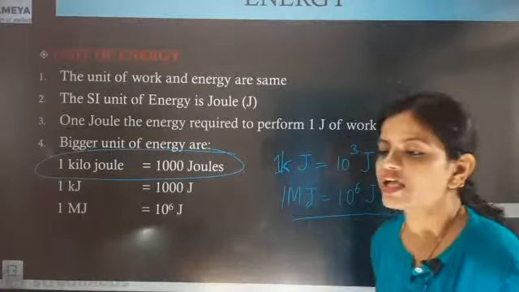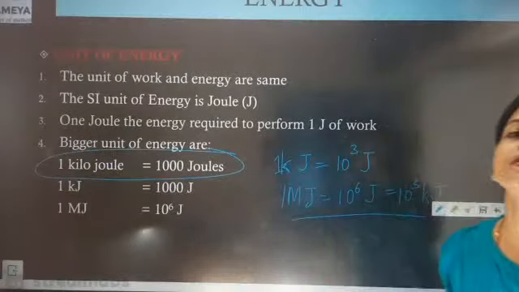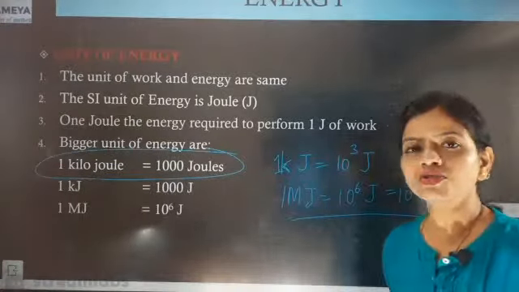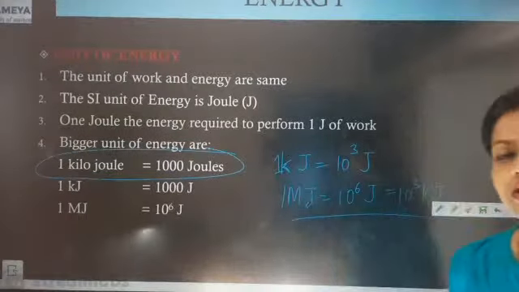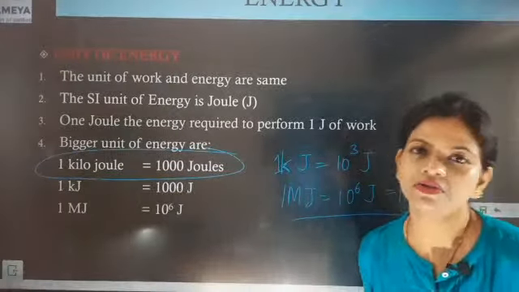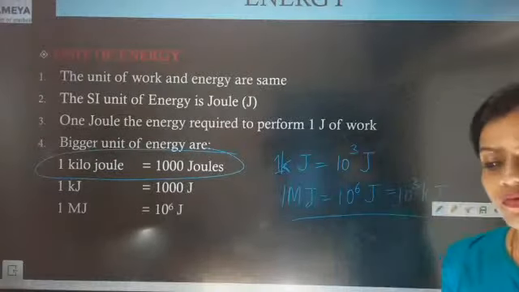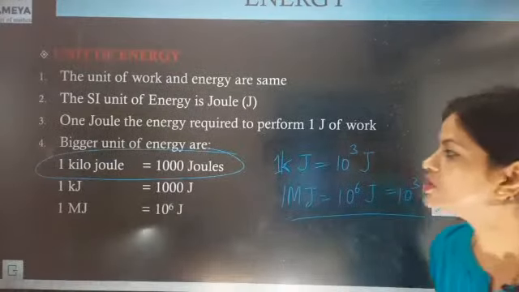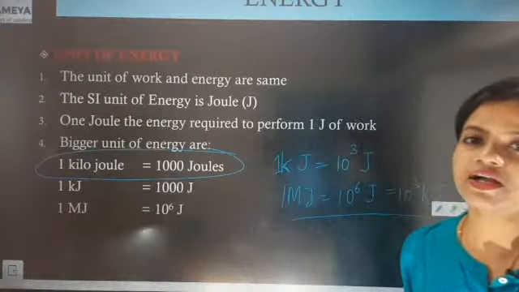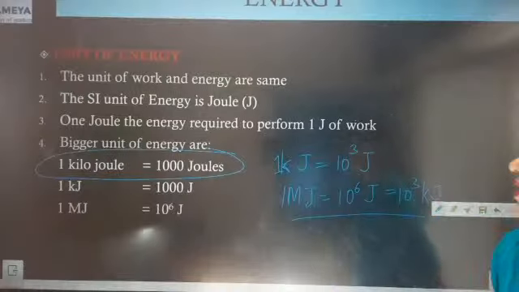So what is the SI unit of work and energy? The SI unit of work and energy is joule, that is same. Now kilojoule is a bigger unit of energy, so 1 kilojoule is 10 to the power 3 joule, or 1 megajoule is 10 to the power 6 joule. 1 megajoule is how much? 1 megajoule is 10 to the power 6 joule, or 1 megajoule will be equal to 10 to the power 3 kilojoule.